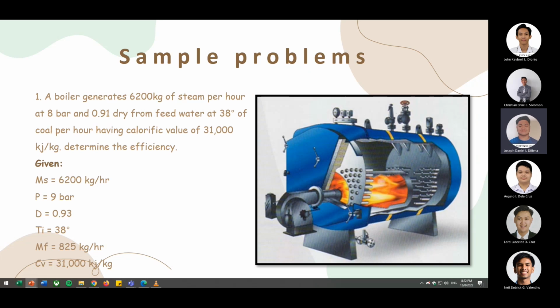Sample problem. A boiler generates 6,200 kilograms of steam per hour at 8 bar and 0.91 dry from feed water at 38 degrees Celsius, burning coal per hour having calorific value of 31,000 kilojoules per kilogram. Determine the efficiency. So the given is our M_S equal to 6,200 kilograms per hour. The pressure is 9 bar and the dryness is 0.39. Then the initial temperature is 38 degrees, and our M_F is equal to 825 kilograms per hour and our CV is equal to 31,000 kilojoules per kilogram.